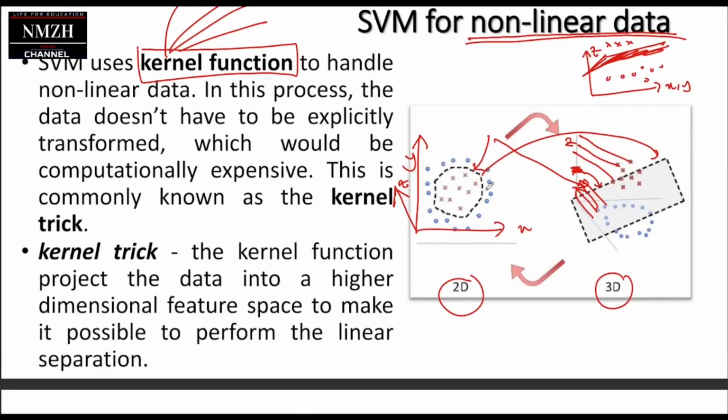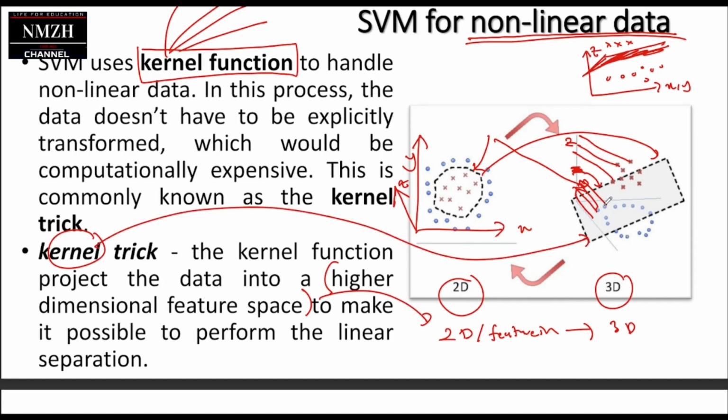Right. So what we call here is the kernel trick, the kernel function. The kernel over here is a function that projects the data into a higher dimension. Higher dimensional feature space means if we have a two-dimensional 2D feature in our hand, higher means 3D. So it makes it possible to perform a linear separation. So this kernel will be considered as a linear separation, but by adding one more dimension. So that would be the SVM kernel.